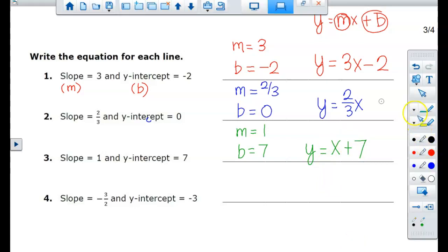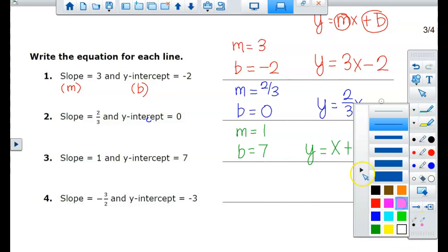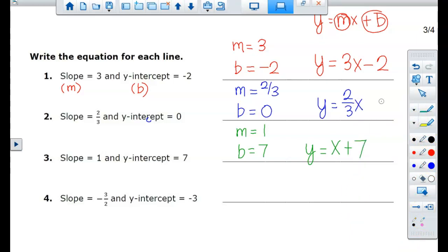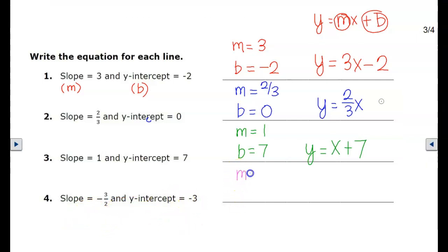All right, last one of these. We have a slope equal to -3/2 and a y-intercept equal to -3. So we're going to find m. Our slope is -3/2. Find b. Our y-intercept is -3. And then we're going to write the equation. mx is going to be -3/2 x. Plus b is going to be -3 because that b is a -3.